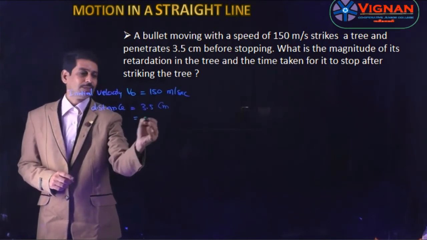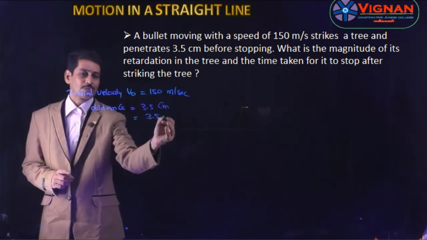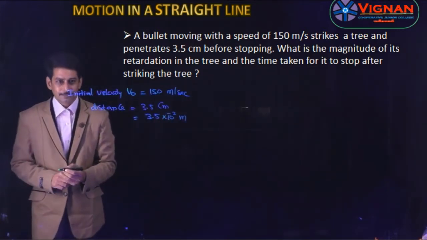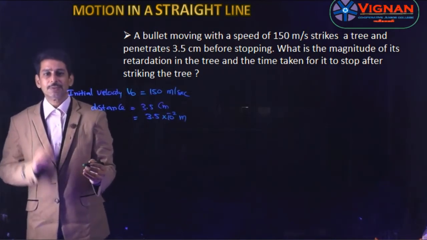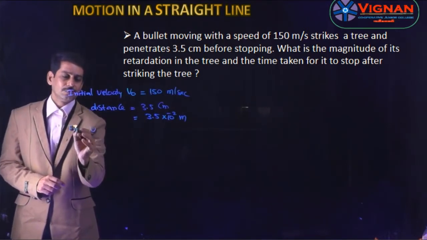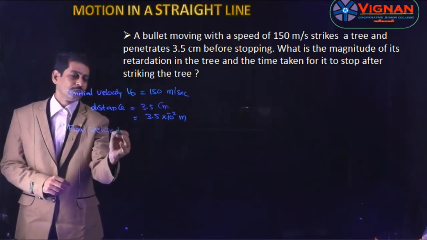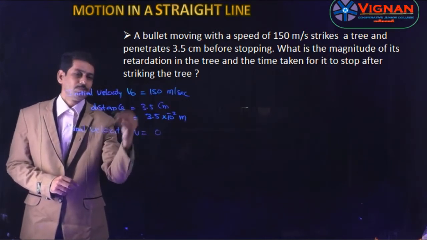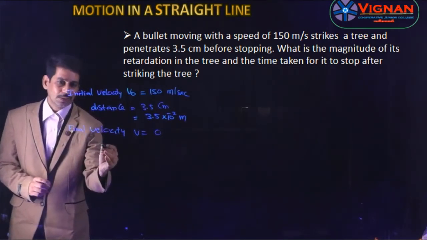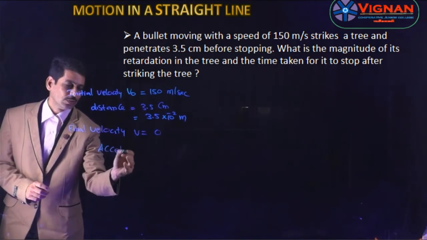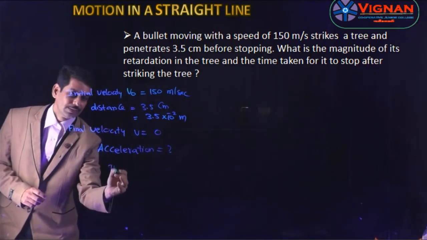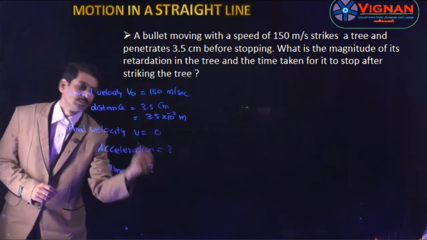So the distance 3.5 centimeter can be converted into meter. Since 1 meter is equal to 100 centimeter, it is 3.5 into 10 power minus 2 meter. And what is the magnitude of retardation? After striking the tree, it stops, so the final velocity becomes 0. Let us consider the final velocity as v, which is equal to 0, after penetrating the tree. We are asked to find the magnitude of retardation. Retardation is nothing but negative acceleration. So we are going to find the acceleration, and also the time taken. So this is the problem.